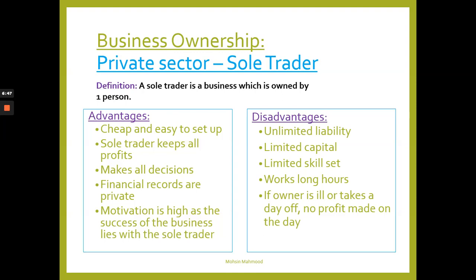There's limited capital. You have to really just rely on yourself. If you want to get a loan from the bank, that's not really going to work in your favor as you're a new business, and you're quite small as well. So the loan you're looking for might not be as much. It'll be better if you had a reputation, or if you were a bigger business, you'd probably get a bigger loan. Limited skill set, as you're the only owner or usually the only person.